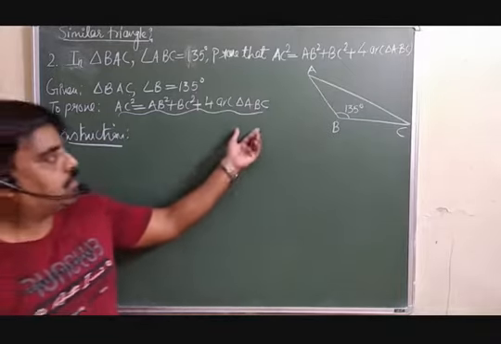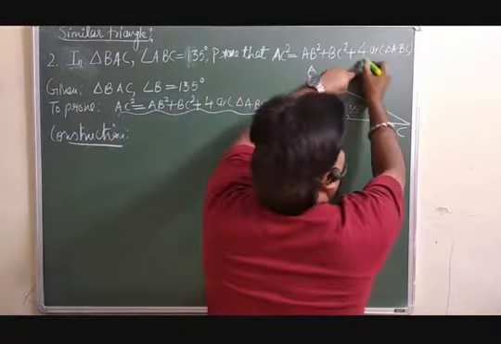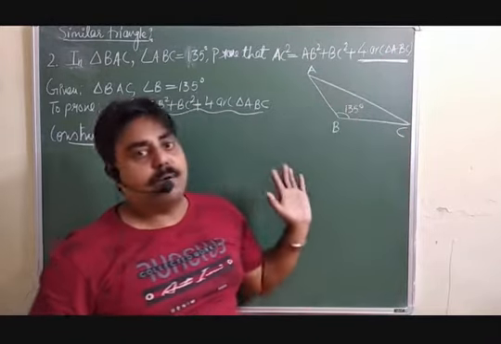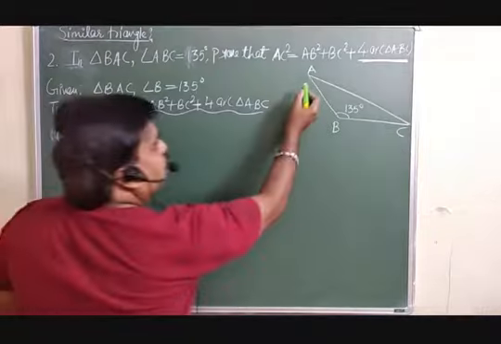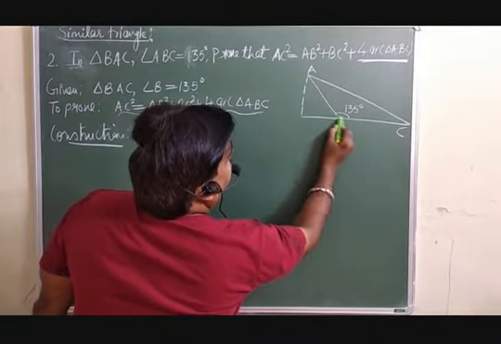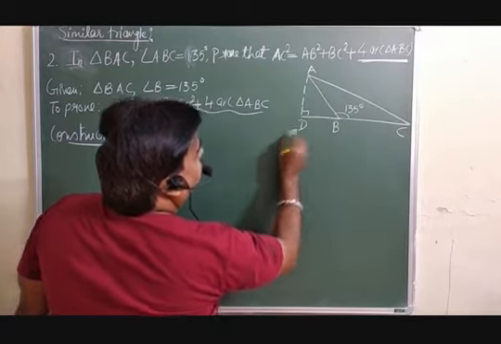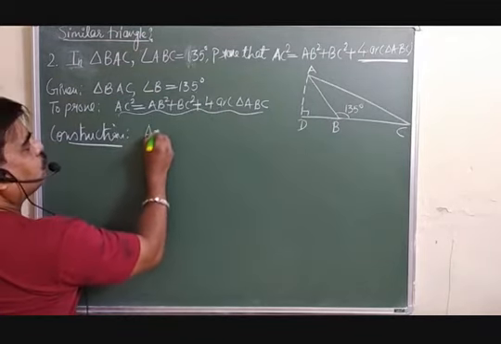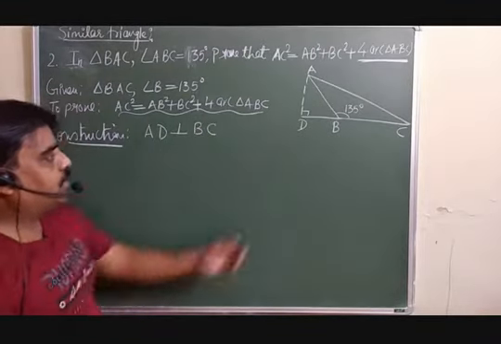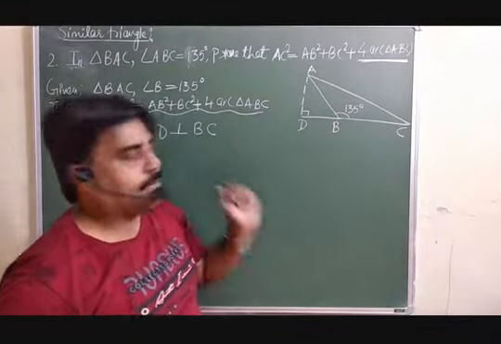We are supposed to do the construction because we want to know the area. We want area, and area cannot be calculated until and unless there is a perpendicular. It's not perpendicular. So we are supposed to draw the perpendicular from here. You can give the name like this is point D. So I am going to draw the perpendicular AD on BC. We are going to extend this CB on this side, so this is the perpendicular there.